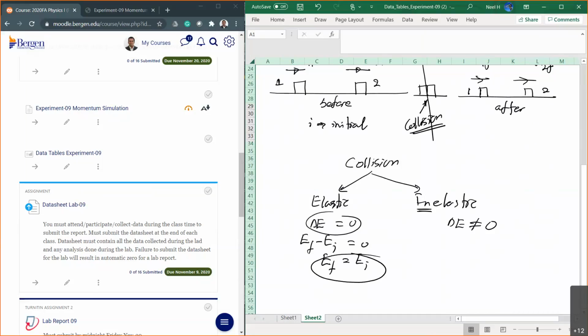On the other hand, inelastic type collision means energy conservation is not valid. So energy actually can be lost during the collision. Generally, most collisions are inelastic because some energy can be lost during the collision or converted into another type, right?